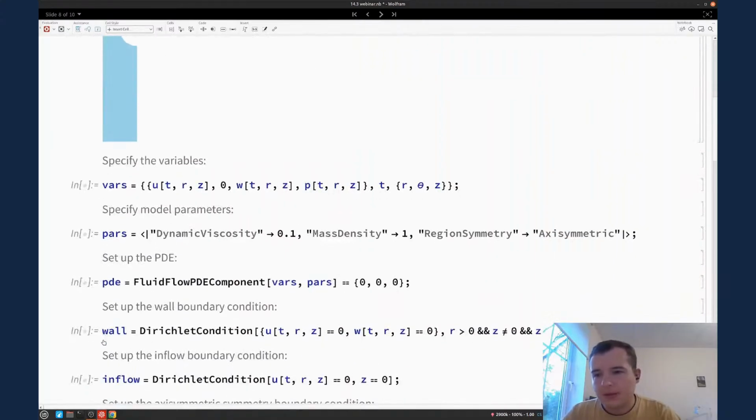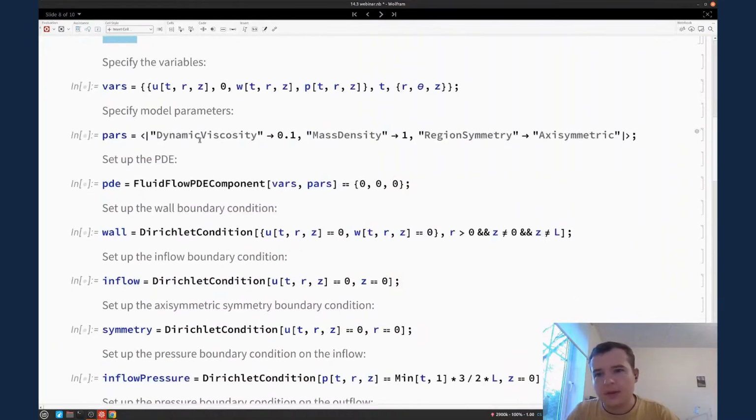So the first thing we once again do is we specify the variables, and here is the same story, but the only difference is that we have this t, because now we are dealing with a time-dependent problem, so the velocity and the pressure now also depend on time. But the second component of velocity is once again set to 0, and none of the velocity components or the pressure actually depend on the angle. So it only depends on time, r, and z.